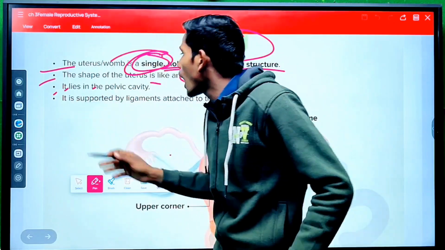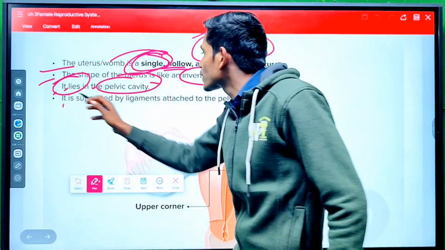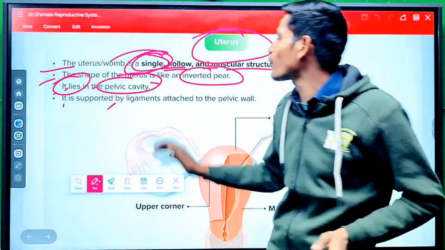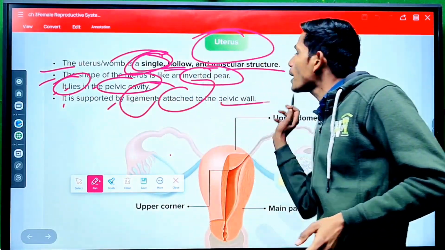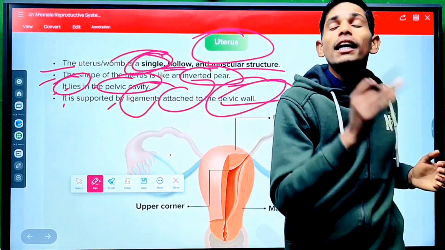It is lying in the pelvic cavity. It is supported by ligaments attached to the pelvic wall.